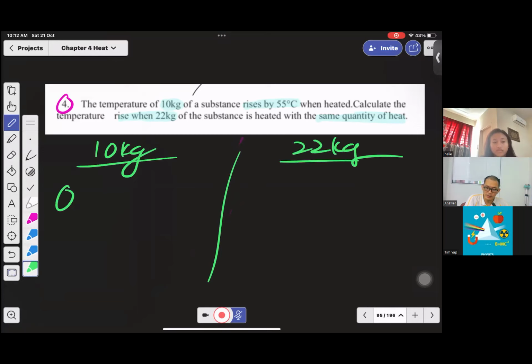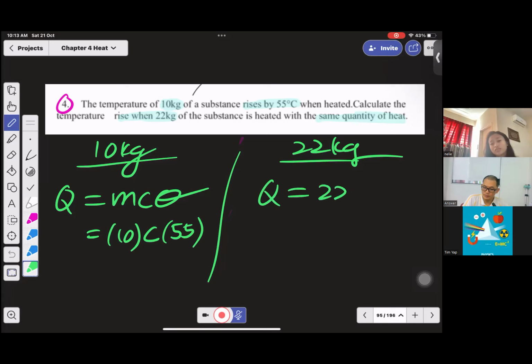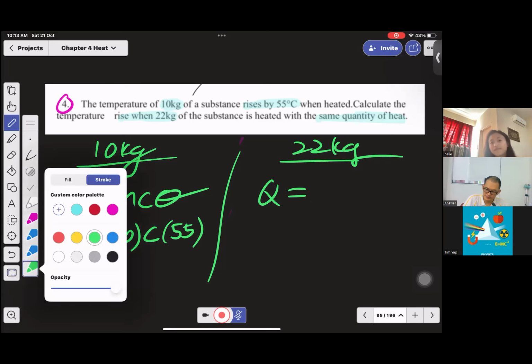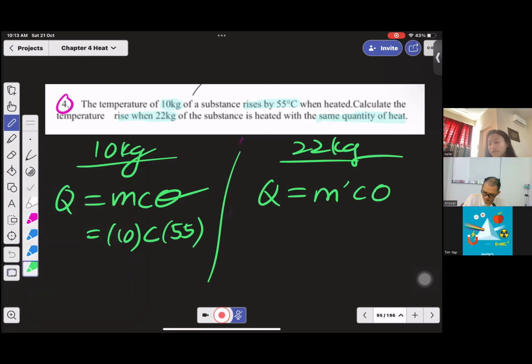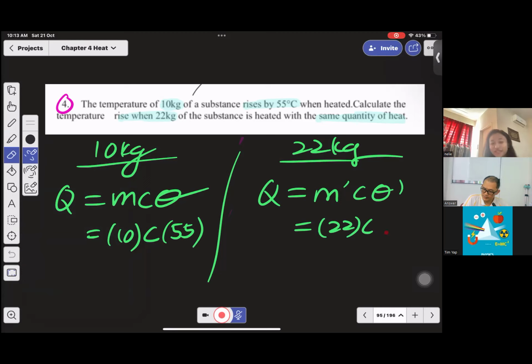So for the 10 kg, Q equal to MC theta. So M is 10 kg, C is C, theta is 55 because rise in temperature. So for the second Q, M is 22, also MC theta, but different M at different theta. 22, C, and then I don't know this theta.